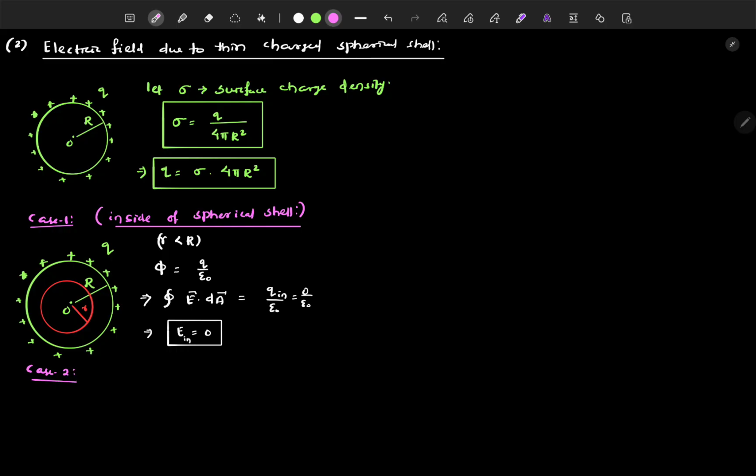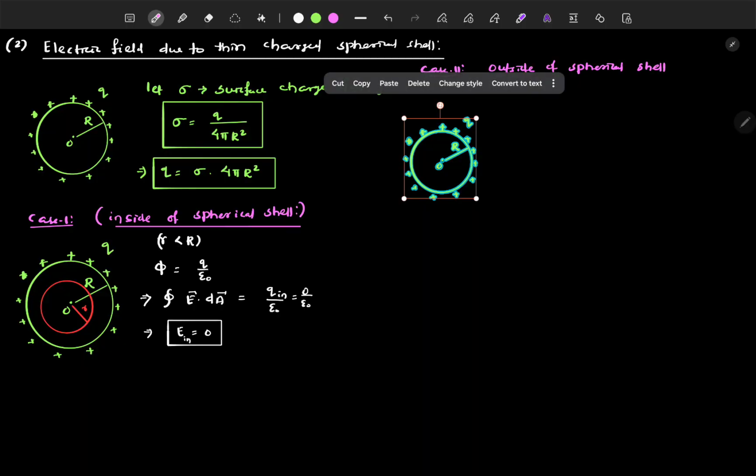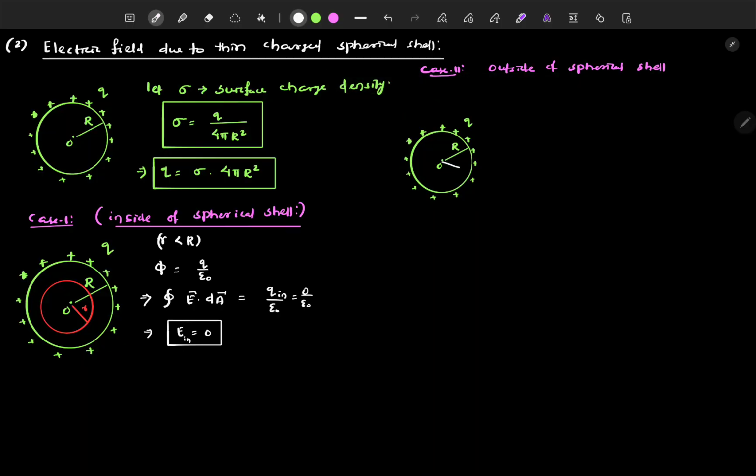Case 2, that is outside of spherical shell. Let's solve this case on the right hand side. Let this be our spherical shell. Outside of spherical shell means at a distance smaller r, let us consider a Gaussian sphere. This white color part is our Gaussian sphere.